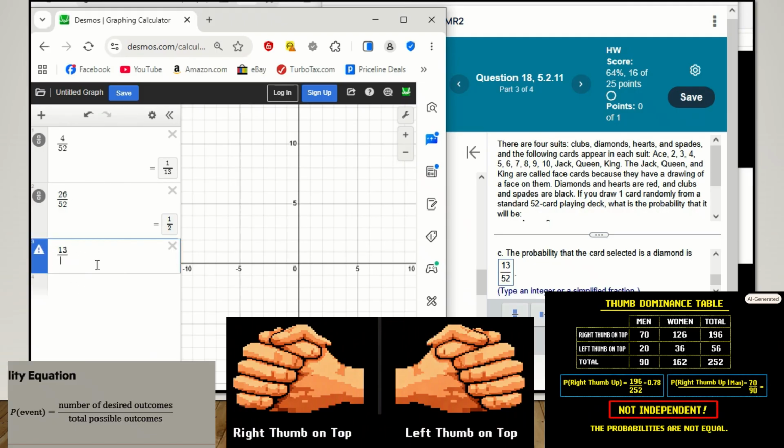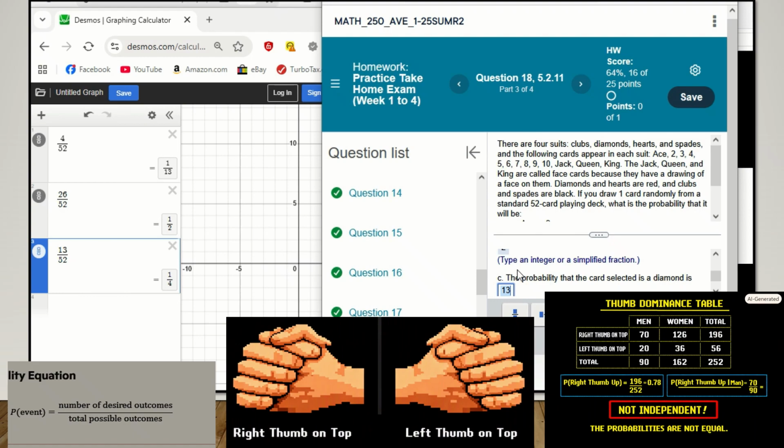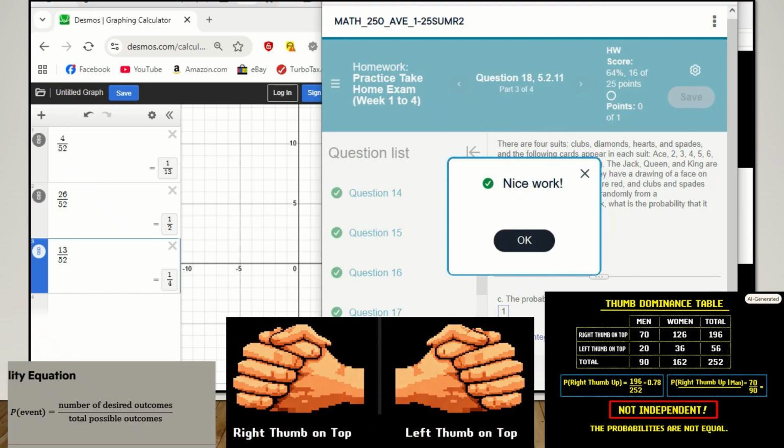I think 4 times 13 is 52. Then we turn it into our value. So what we need to put in here as a reduced fraction is a 1 over a 4. Let's check it.